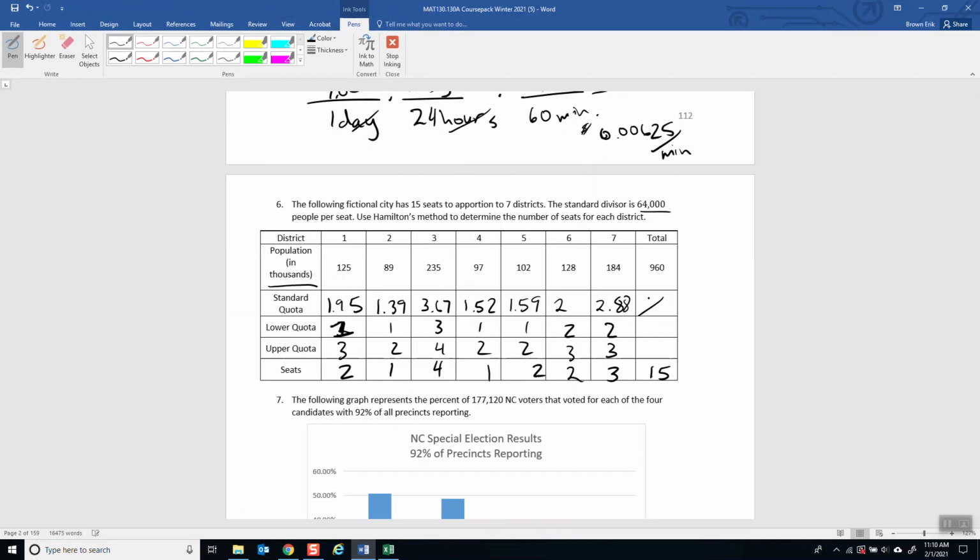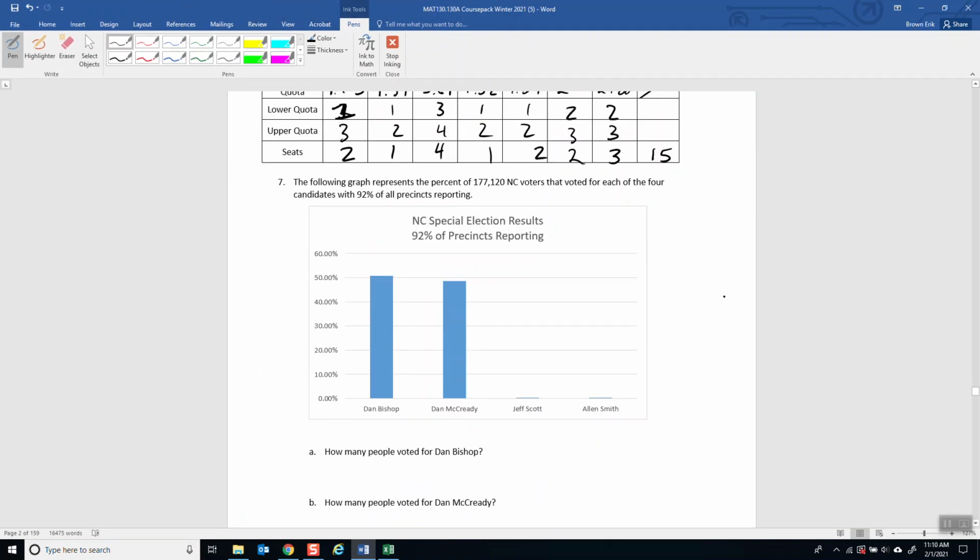Okay. Let's move on to a bar graph. Number 7. This following graph represents the percent of 177,120 North Carolina voters that voted for each of the 4 candidates, with 92% of all precincts reporting. This was a special election. You could see I used a lot of election things. It was handy.